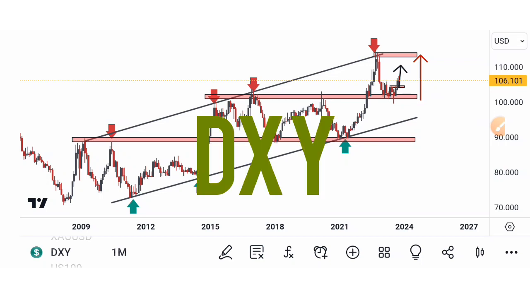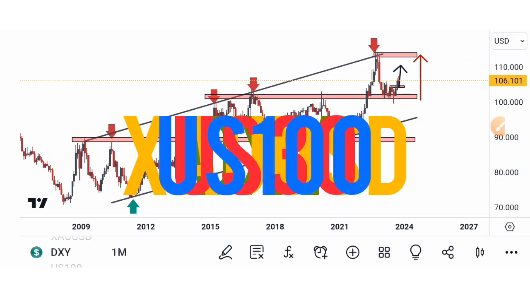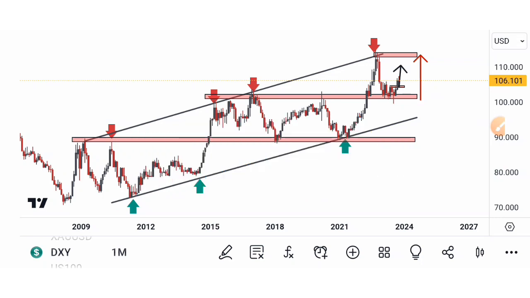And today I'll be doing the dollar index, gold, US30 and US100. So without wasting any time, let's start with the dollar index since it's the first on the watch list.